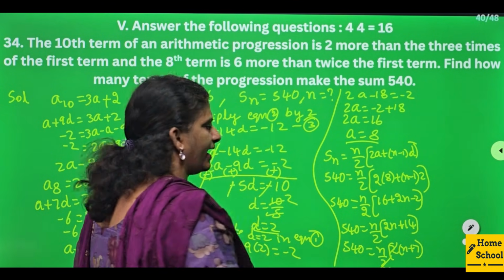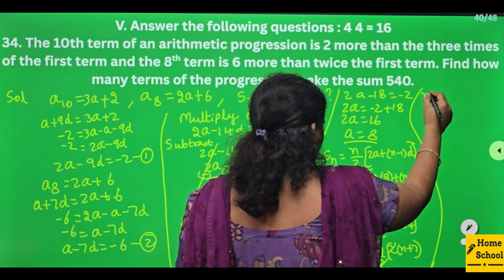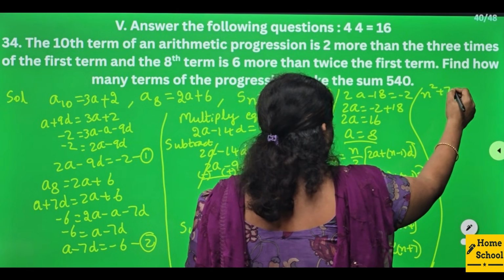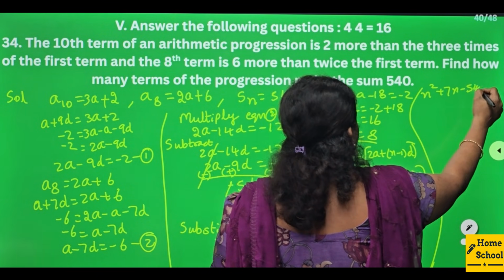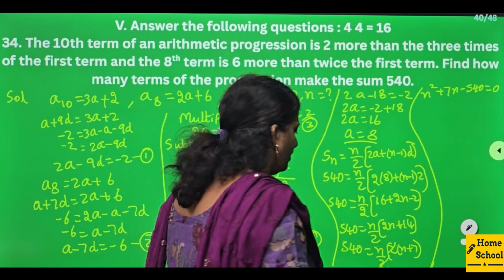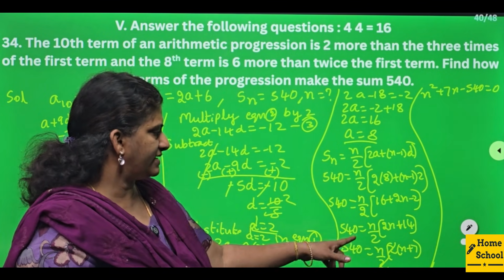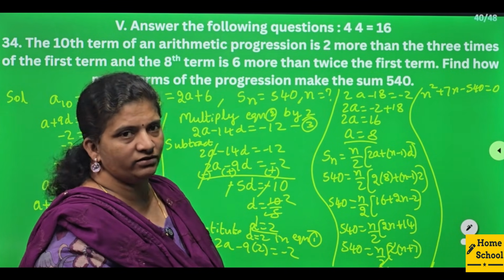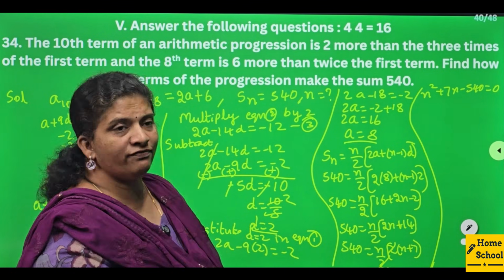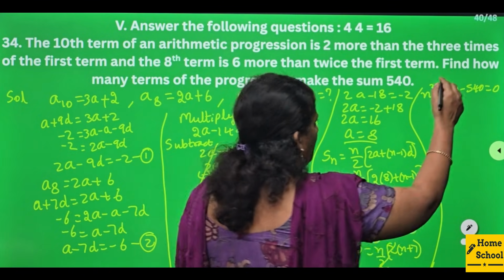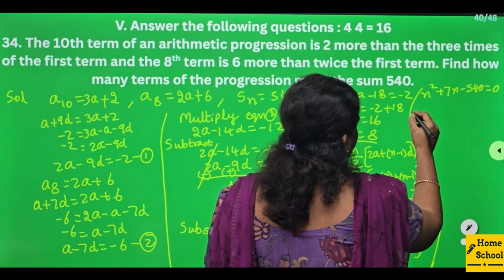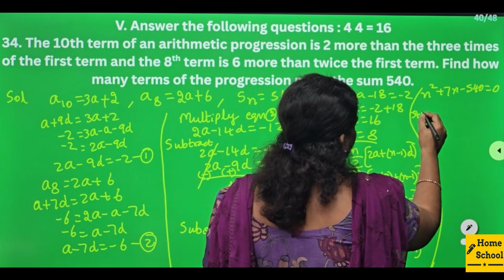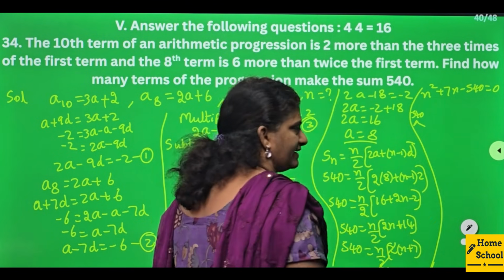This 2 cancel. n square plus 7n minus 540 equal to 0. n into n is n square plus 7n, 540 bring other side minus 540 equal to 0. Now find the factors for minus 540. Minus 540, what are the factors in order to get plus 7?